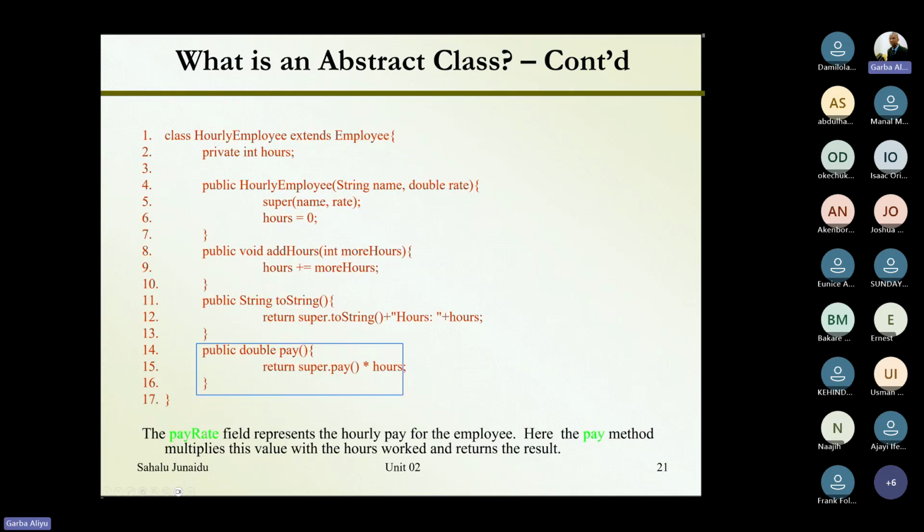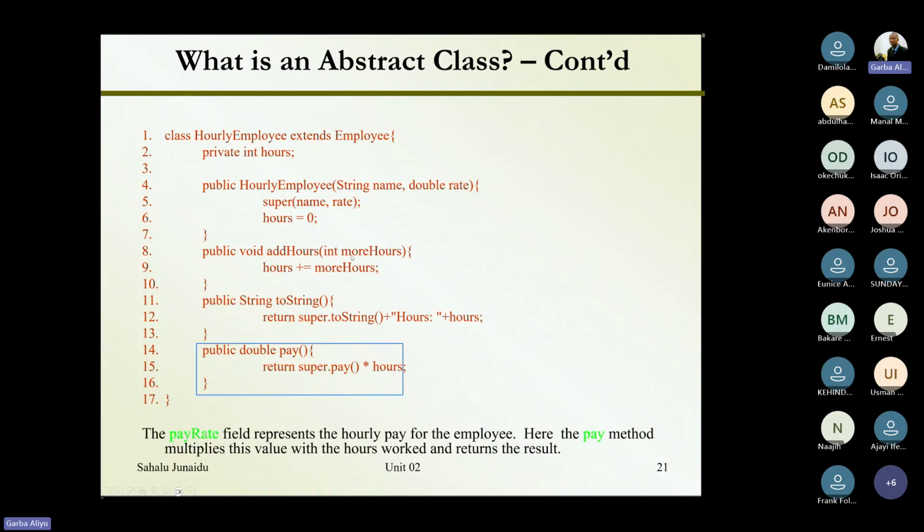So here we have the constructor. We set the hours to 0. As we come here, we say addHours, meaning that if you work for 1 hour, add 2 hours, 3, 5, like that, we add and accumulate. As we come here, we multiply. We say super.pay times hours. Super.pay means we are calling the pay method of the superclass, that's why we have the super here, times the number of hours worked.